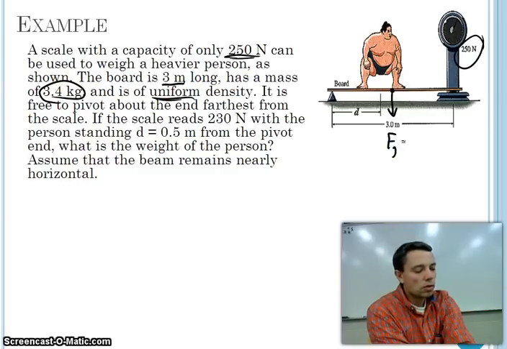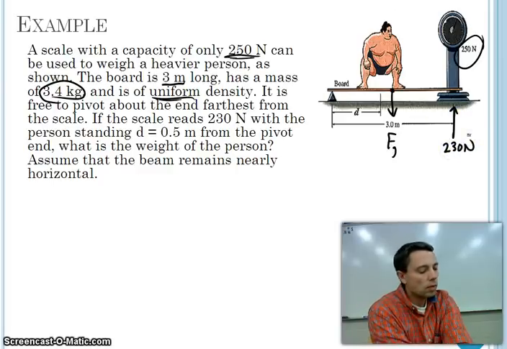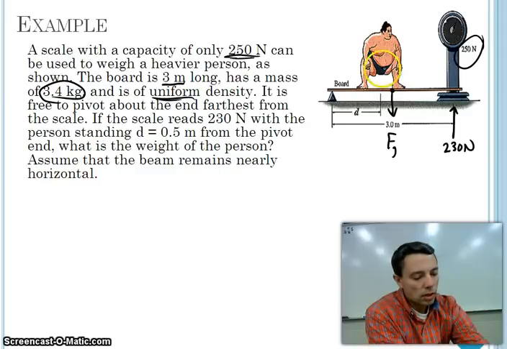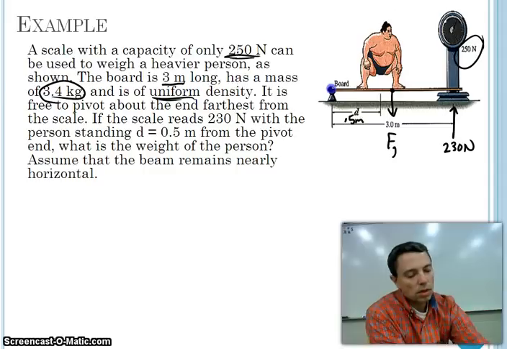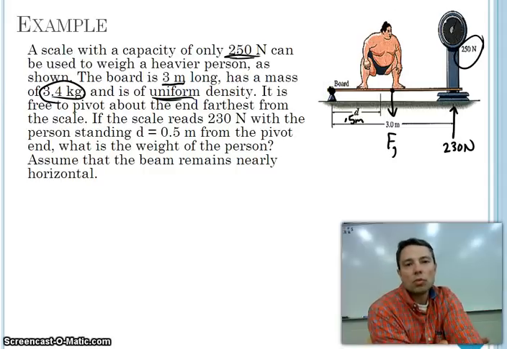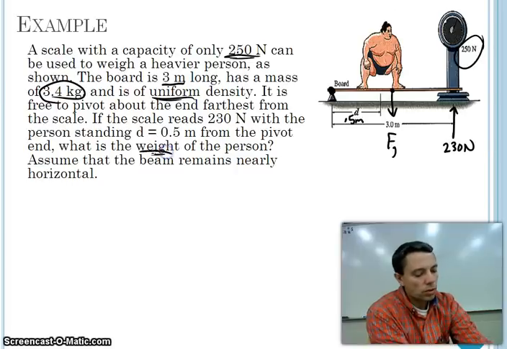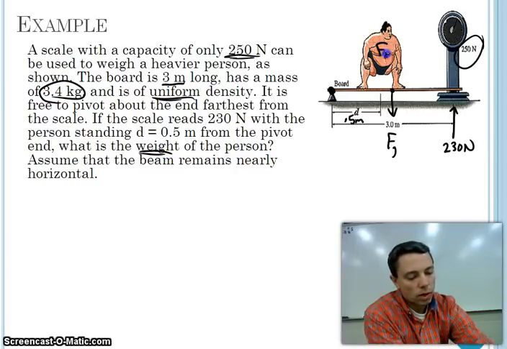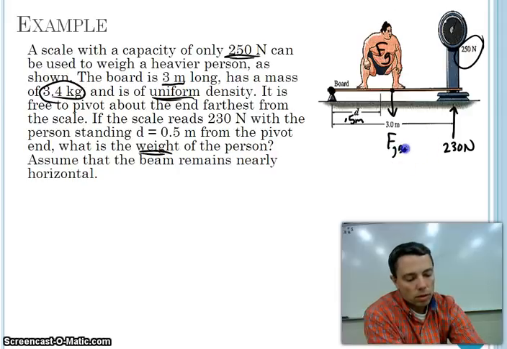And the scale reads 250 newtons. So in other words, there's 230 newtons of force that's applied up there. And the person here is a distance of 0.5 meters. So in other words, I'm looking at a point of rotation right here, and I'm saying everything needs to be in rotational equilibrium. So we want to find the weight of the person. So we're looking for his FG. Now this is of the board.